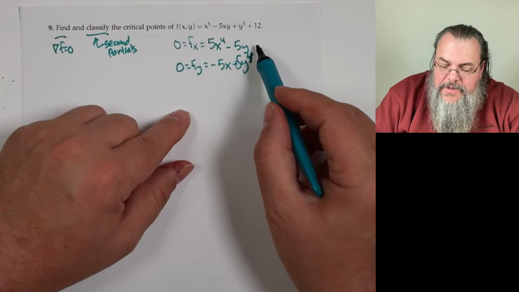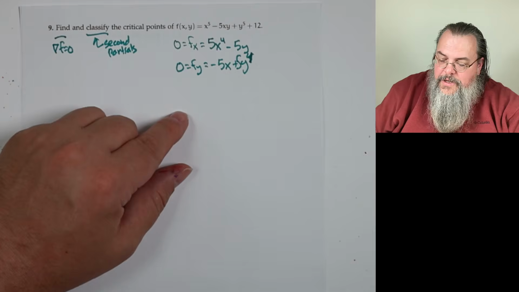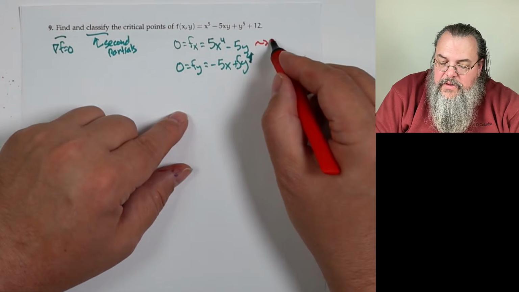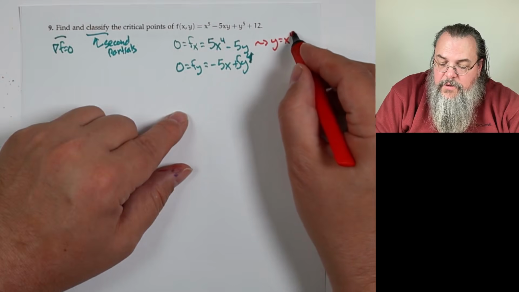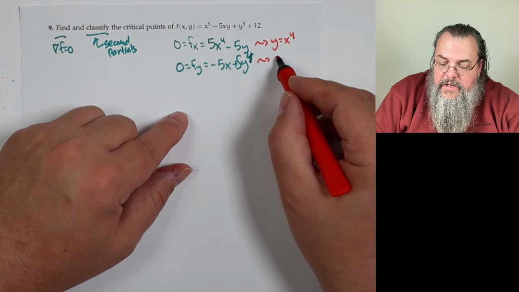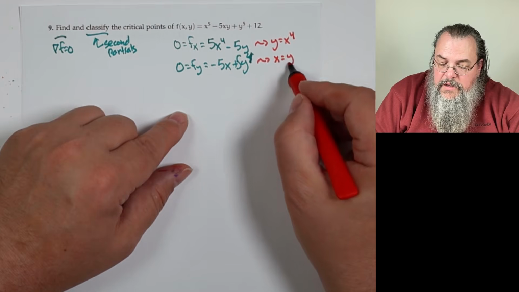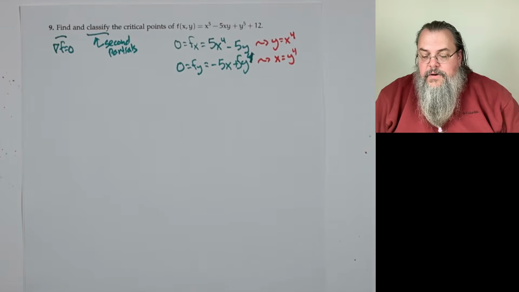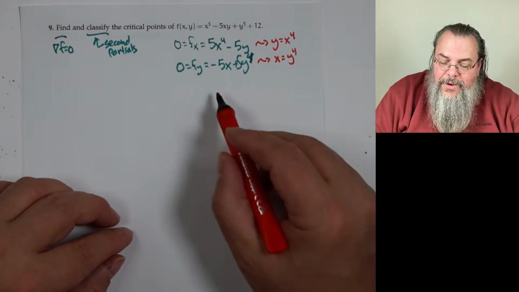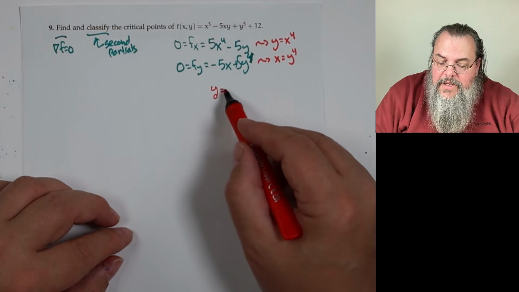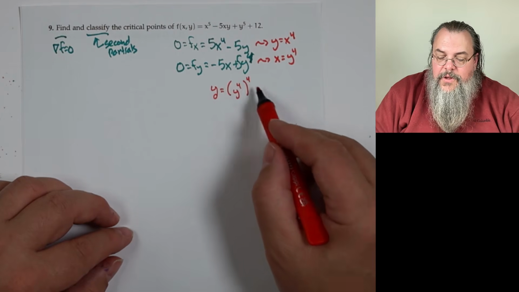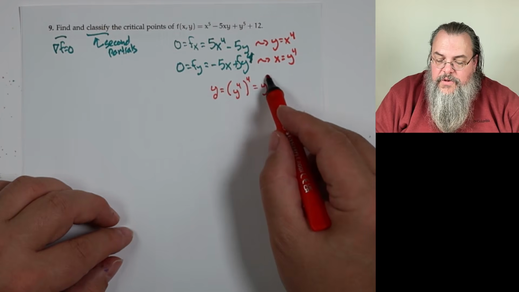So, from the first equation, what can we say? Well, you can divide out by the 5, and this leads us to the equation y equals x to the 4th. And in the second equation, again, you can divide out by 5. You get x equals y to the 4th. Like, wow, okay. What satisfies those equations? Well, you get y is equal to y to the 4th, which is y to the 4 times 4, which is 16.